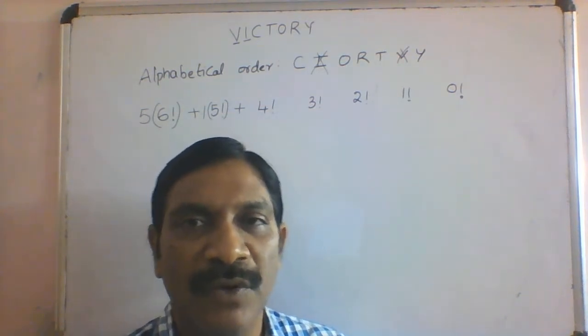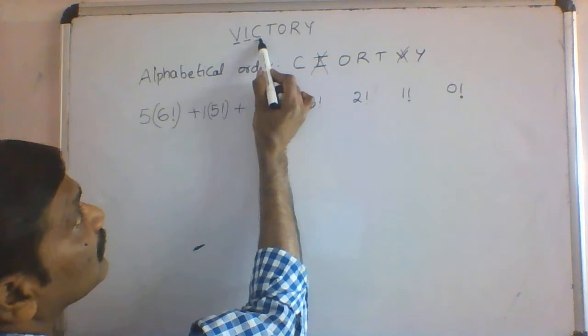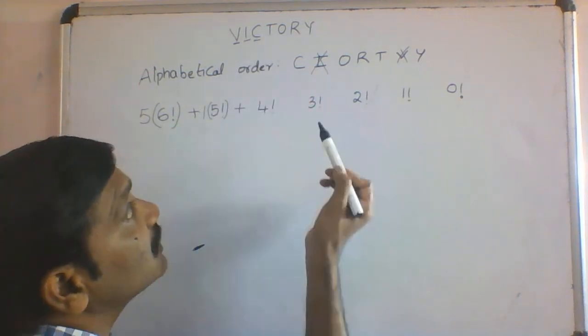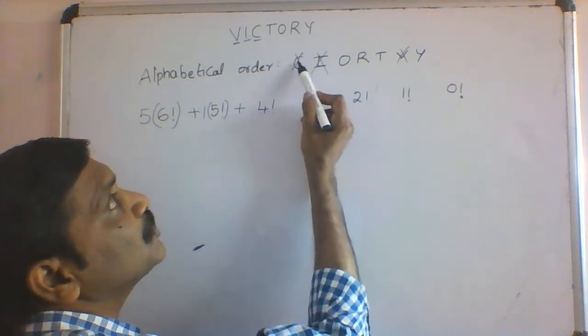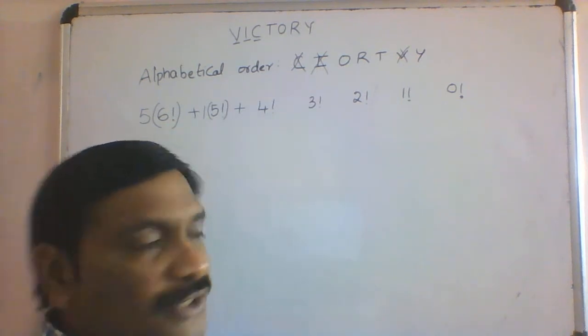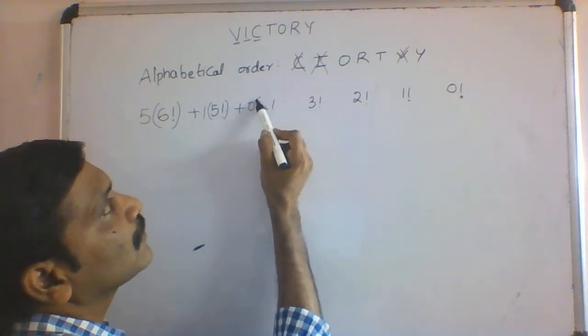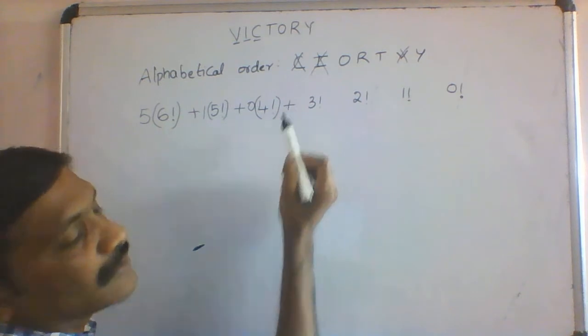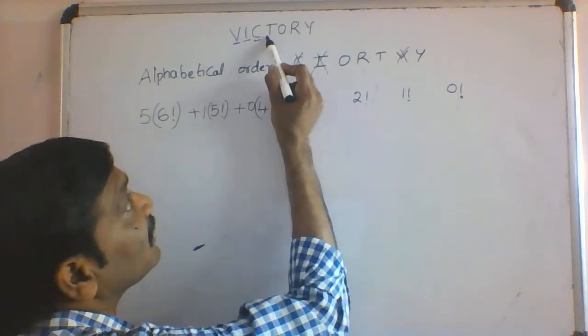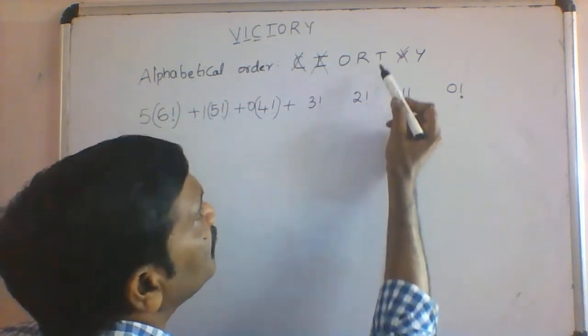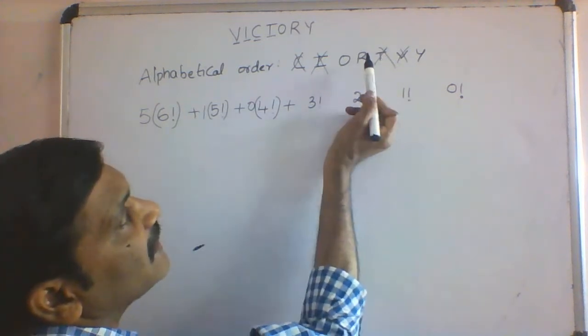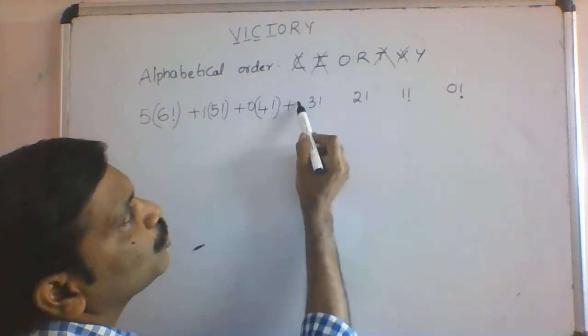What is the next required letter in the given word? C. Identify C where it is. It is here. And before C, no letter is there. 0 letters. So keep 0 here. Plus. Next required letter T. Strike off T in the order. How many letters are left over? 2. Put that 2 here.